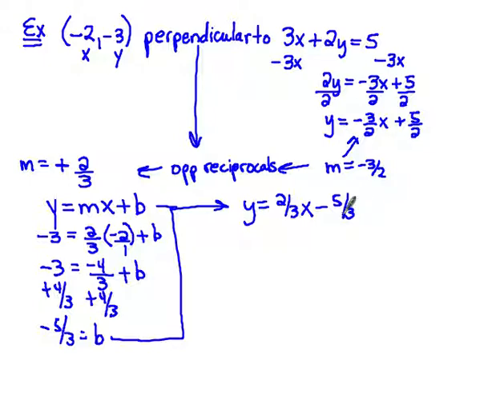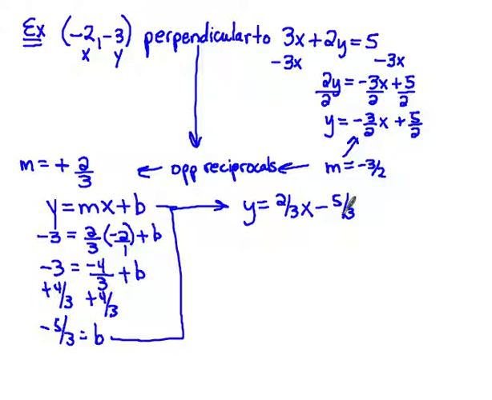Now, I haven't checked these problems, but just thinking about it, how can you check each one of these problems? You can plug that point in, and if it turns out to be a true statement with the appropriate slope, then you've done it correctly. If you don't get a true statement, then you did something incorrectly, and you need to go back and look at your arithmetic or your math work.